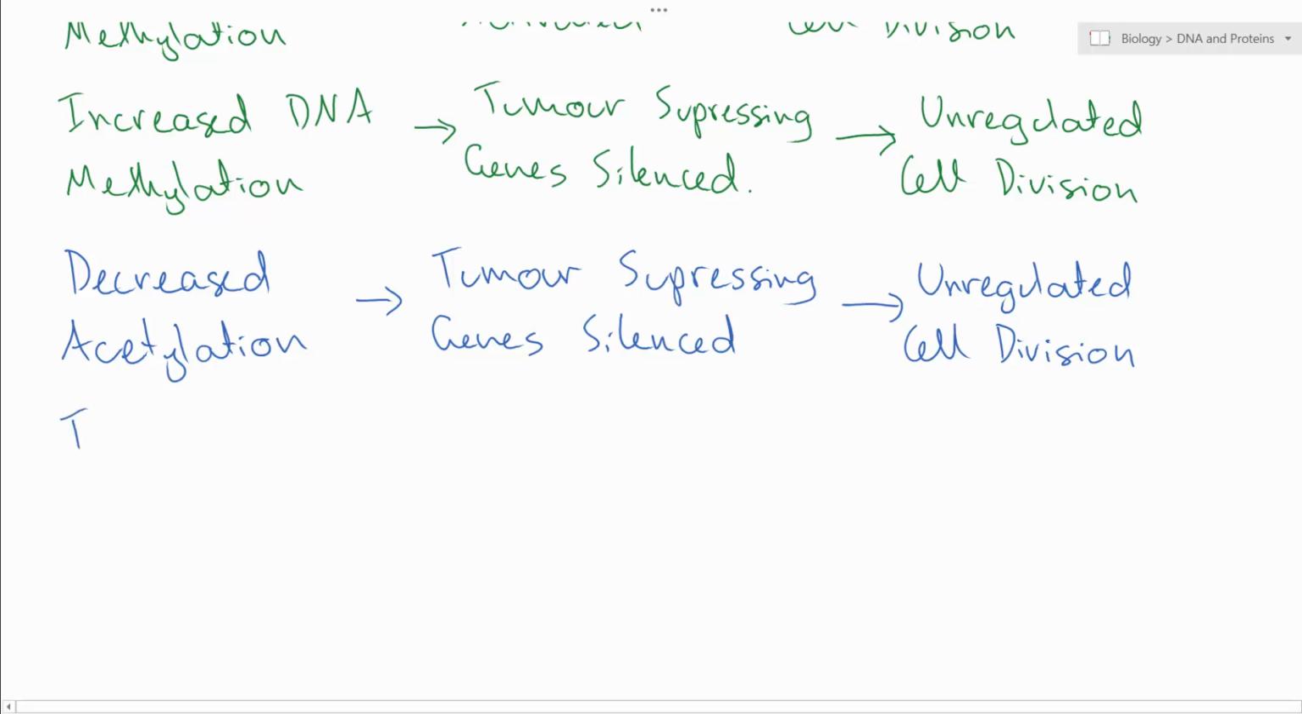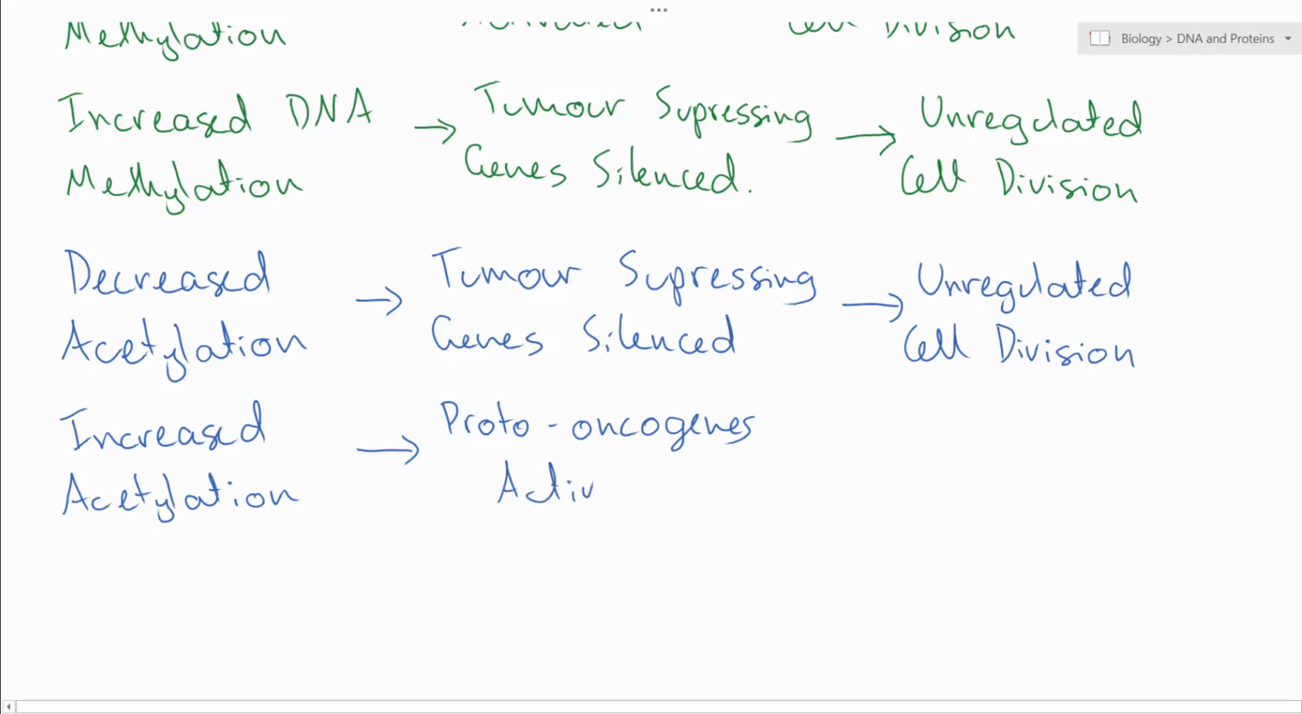And finally, if we see increased acetylation, this will lead to genes being expressed. So it could lead to proto-oncogenes being activated. Remembering that proto-oncogenes promote cell division, this in turn could start to see unregulated cell division become more of a risk again.